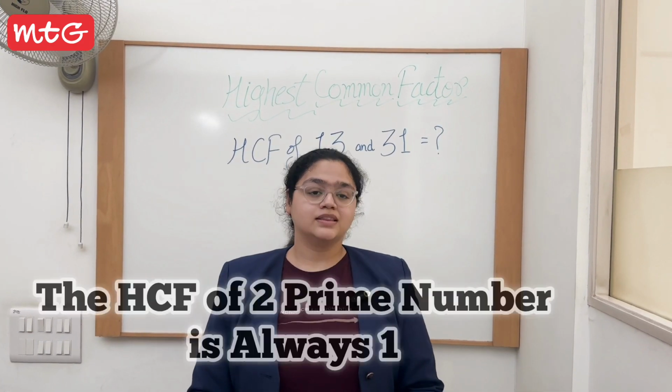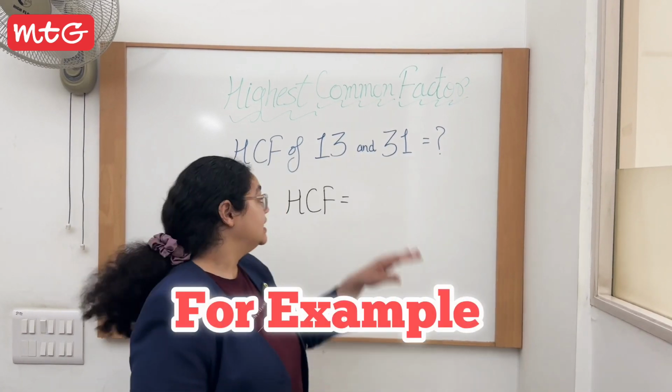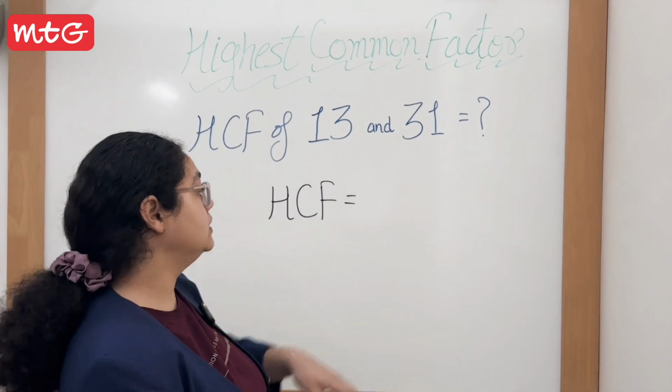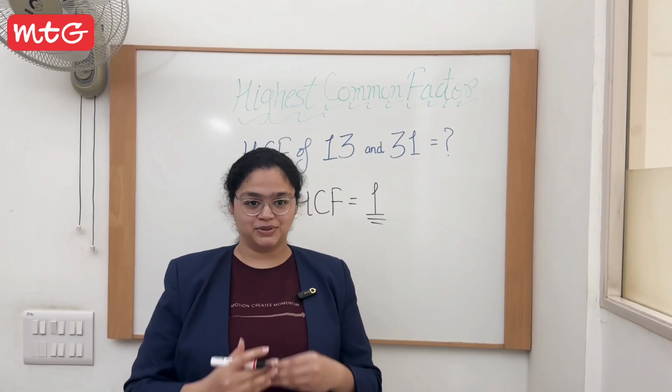Second trick is, the HCF of two prime numbers is always 1. For example, the HCF of 13 and 31 will be 1 because 13 and 31 are prime numbers.